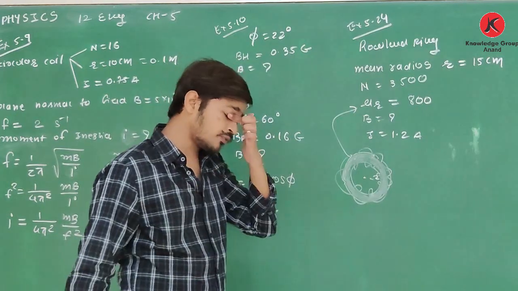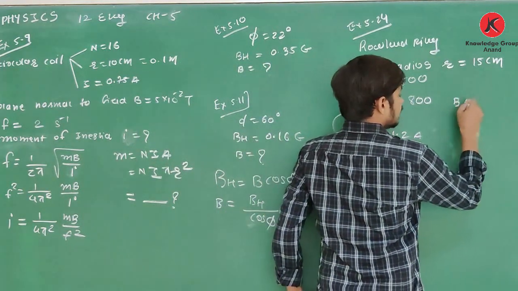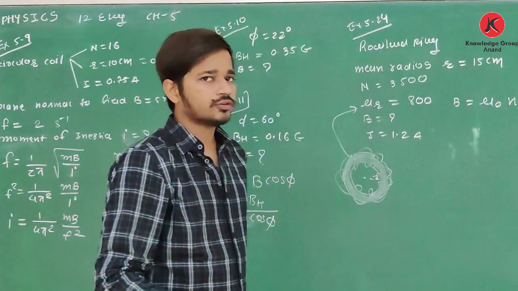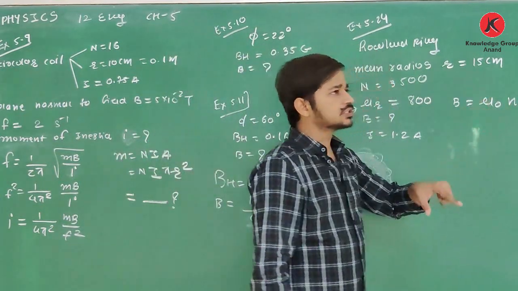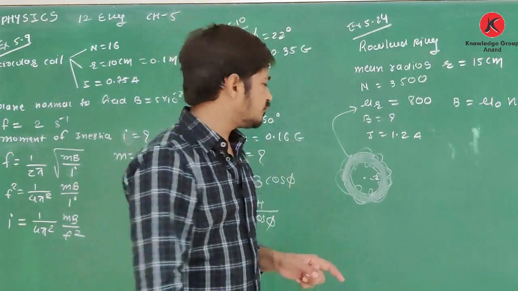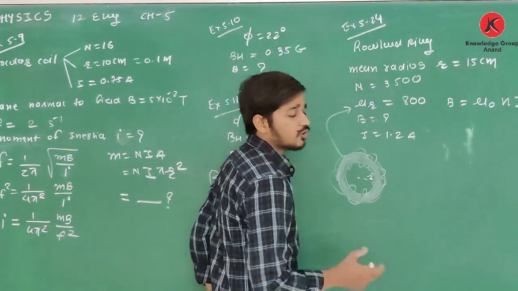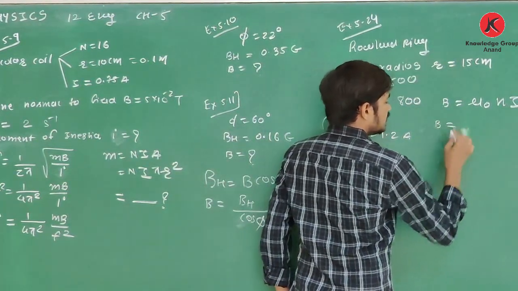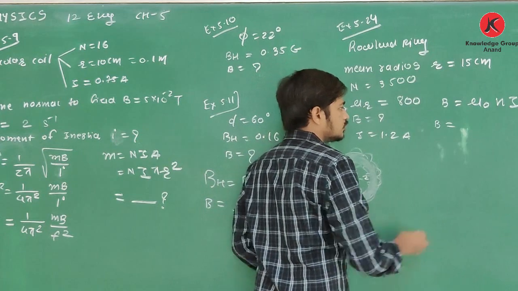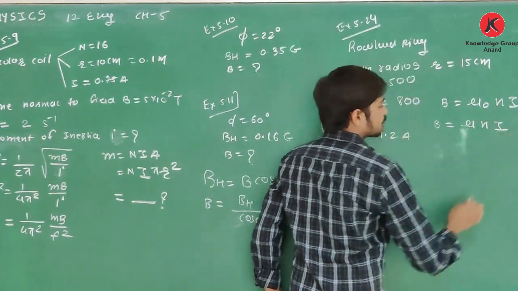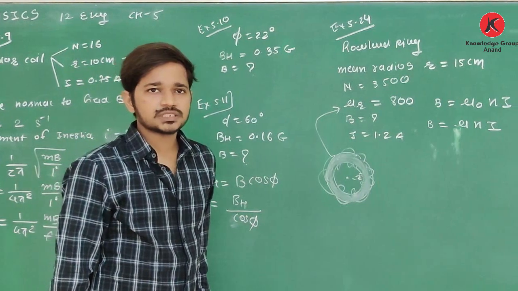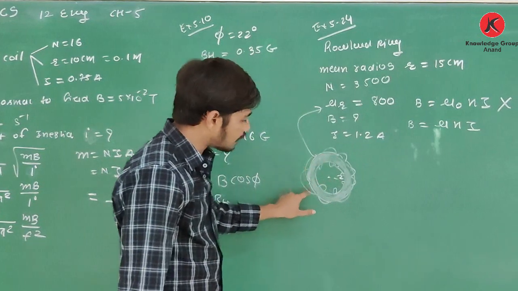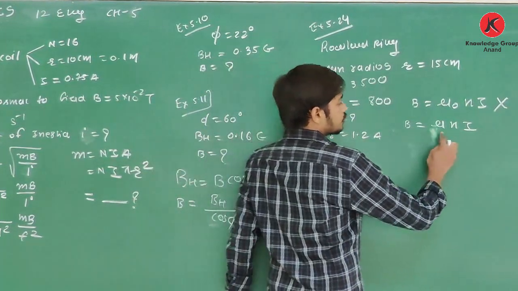We know the equation of magnetic field for a toroid. Yes, B is equal to mu 0 NI. No, here we will not use this equation. Why? Mu 0 is used when the medium is vacuum or air. Here, as we are given a different medium, you have to use B is equal to mu n I. Clear about this? Here this core is of another magnetic material. So B is equal to mu n I.